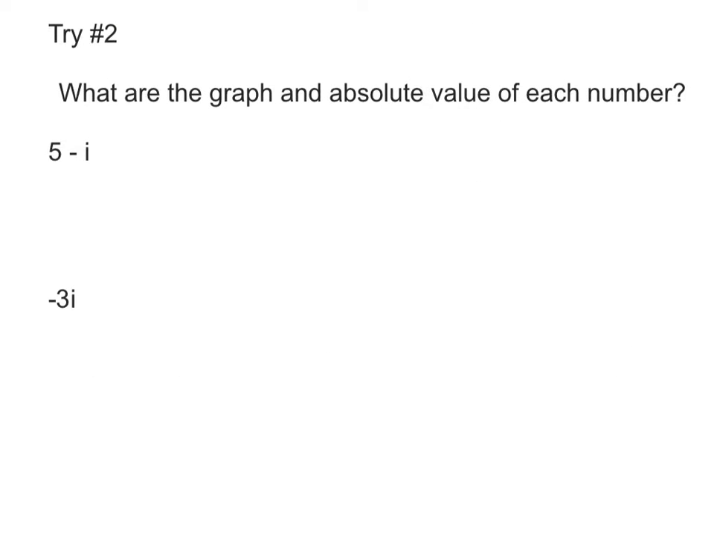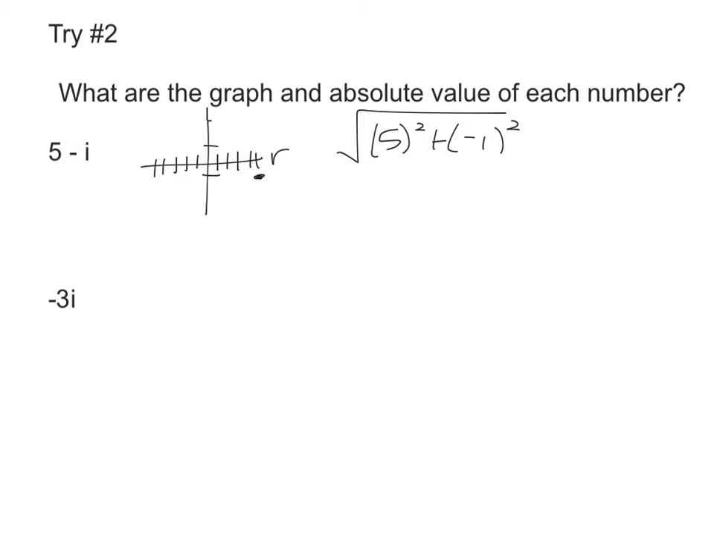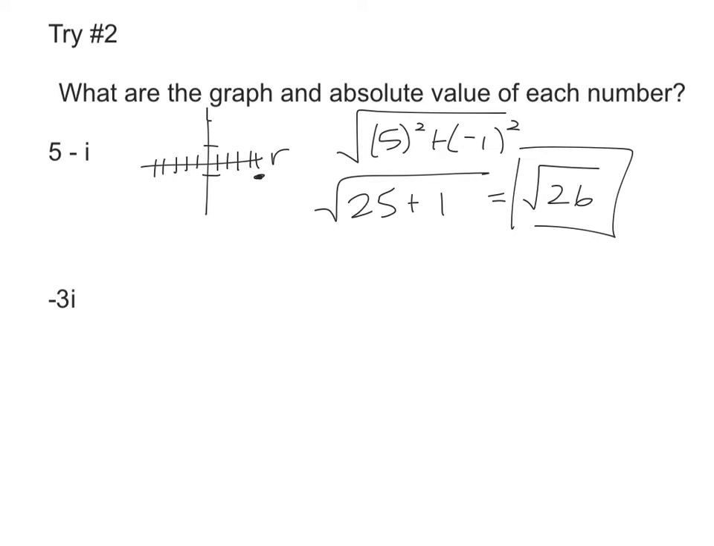So 5 minus i, remember it's real by imaginary. So real is 5, so that's over here to the right. And imaginary is -1, so that means I have to go down 1. So right 5 and down 1 would be here. Now I need to know what that distance is for the absolute value. So that would be 5 squared plus -1 squared. 5 squared is 25, and -1 squared is 1, so that gives me the square root of 26. So that's our answer, that's our absolute value, and this is our graph.